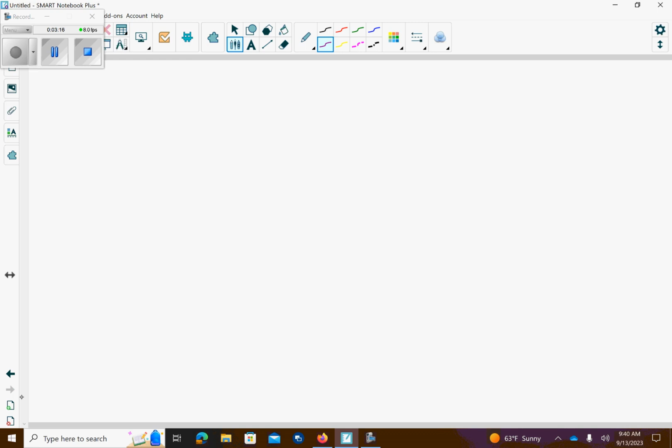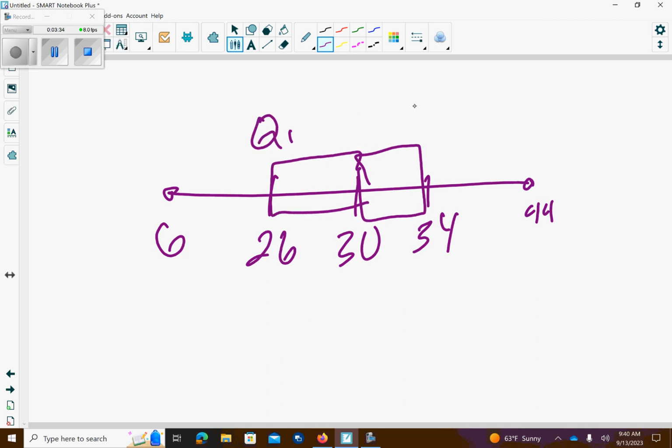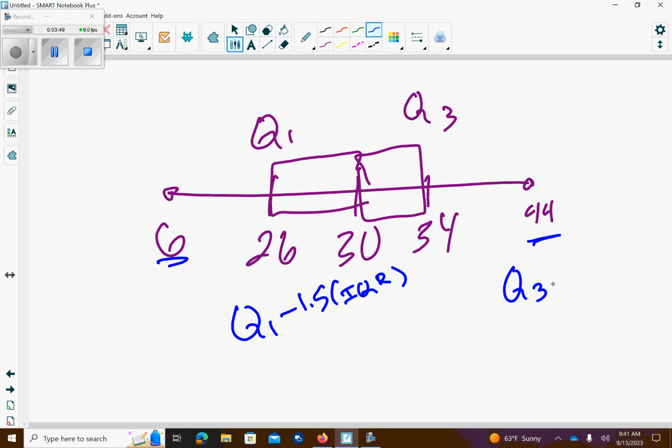Then you construct the box plot, and we have that on the Desmos. On the next one down on the bottom, I have a min at 6, Q1 at 26, median at 30, Q3 at 34, and my max is 44. So here's my box and whiskers in this situation. This is Q1, this is Q3. Now we want to see if either of these is an outlier. I'm going to do Q1 minus 1.5 times the IQR to see if the 6 is an outlier, or Q3 plus 1.5 times the IQR. So the IQR is going to be 34 minus 26. It happens to be 8 again.